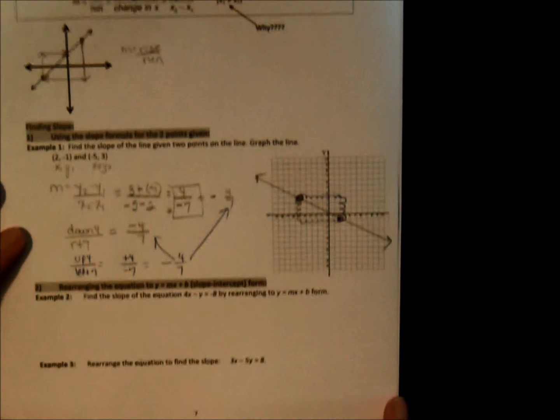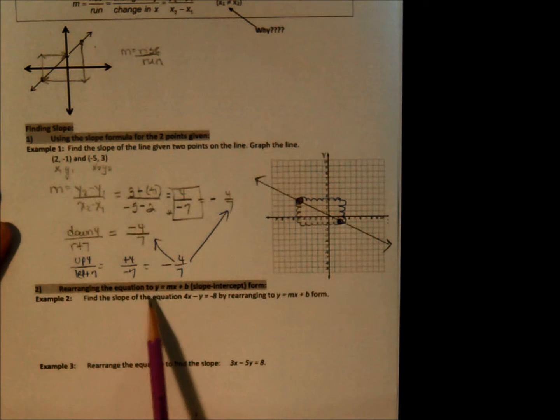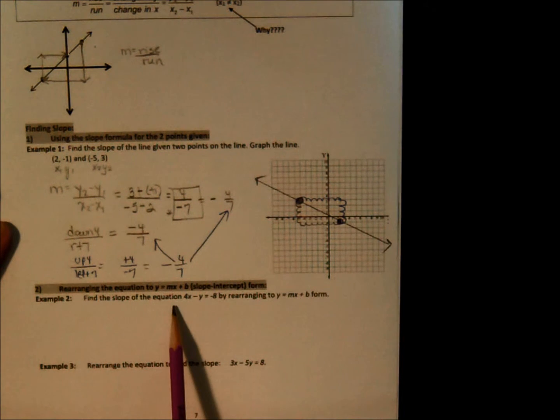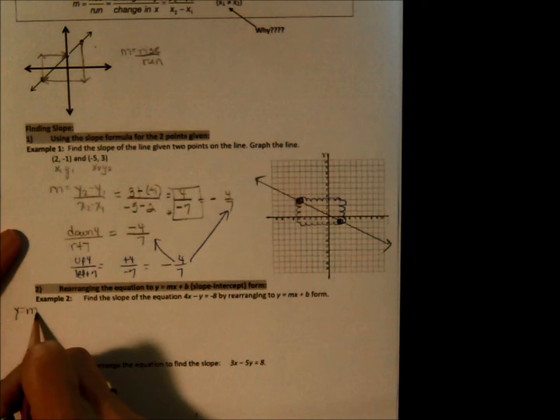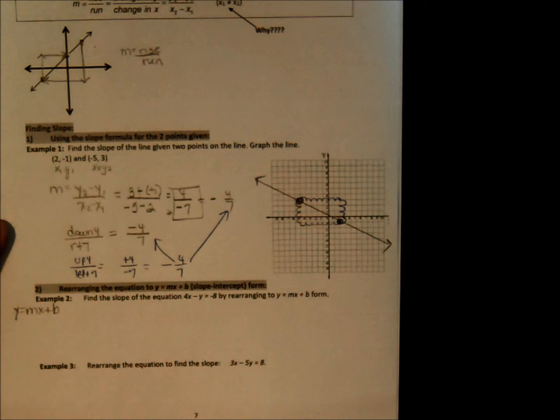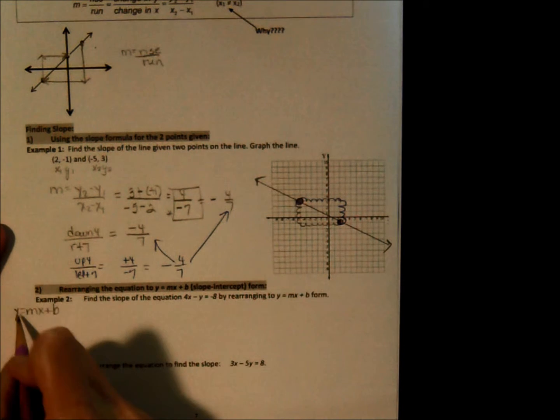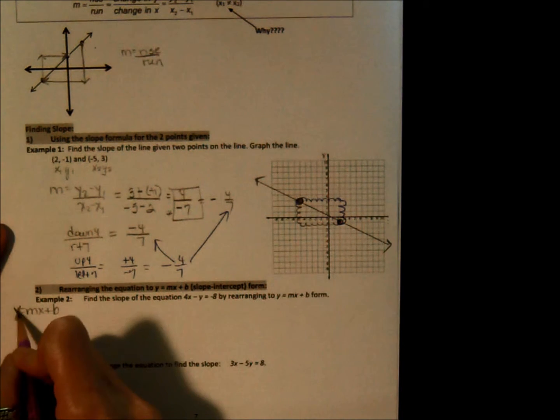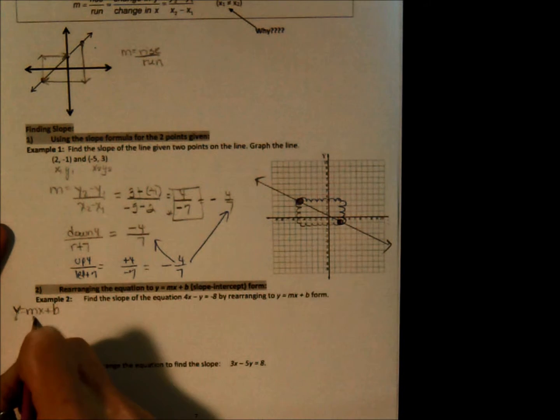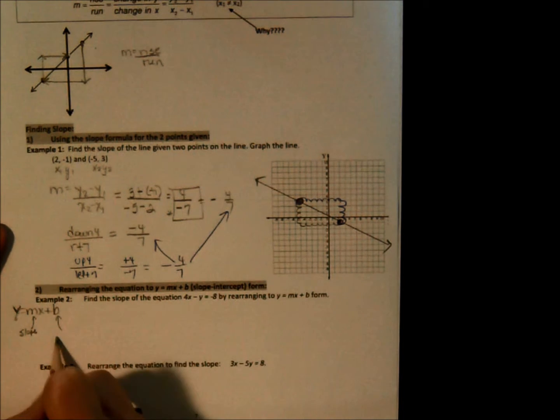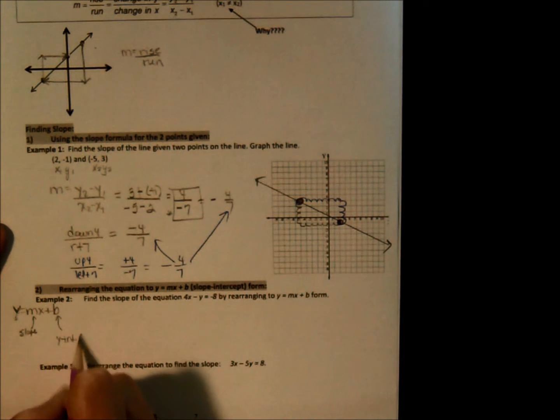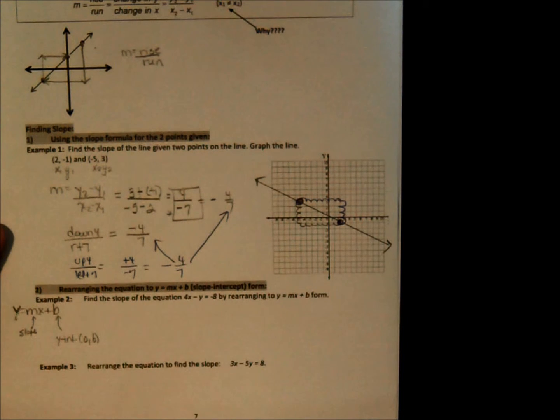Let's look at the second example, which says rearranging the equation to find the slope. So we're going to use this equation y equals mx plus b, which is a very common equation in math. And when an equation is in that form, the m is always the slope, so it's the coefficient of the x, and the b is always the y-intercept, or the point (0, b).